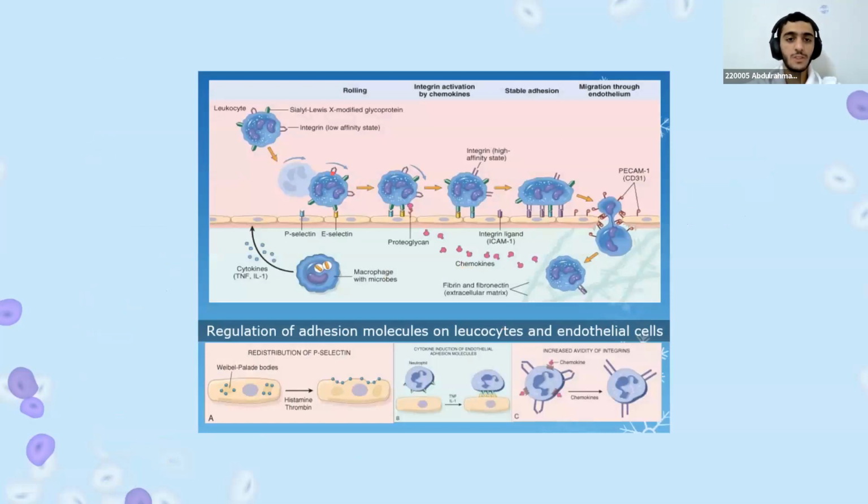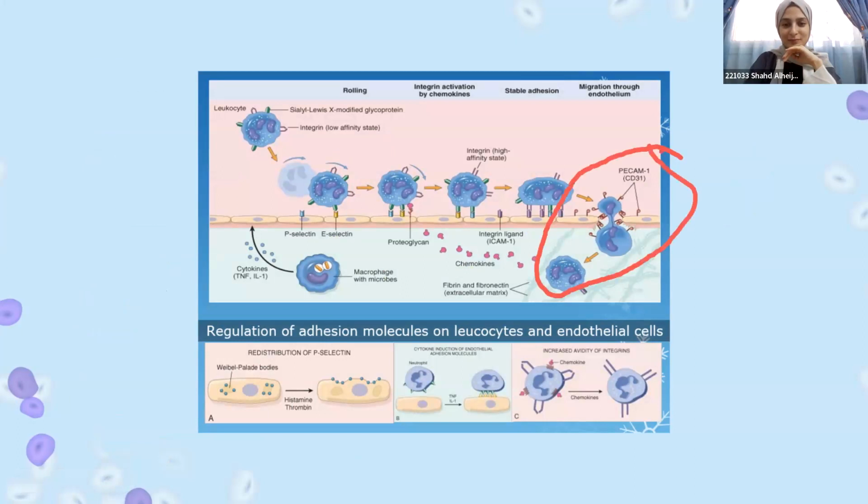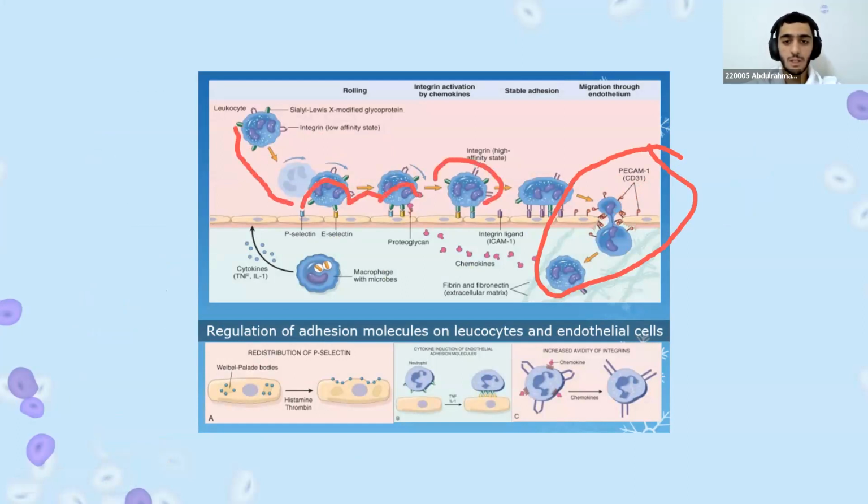Here's another picture, just explaining it again. Basically you can see right here PECAM, CD31 at the last step. So first is margination, and then you got the rolling, and then you got adhesion, and then you got the diapedesis.